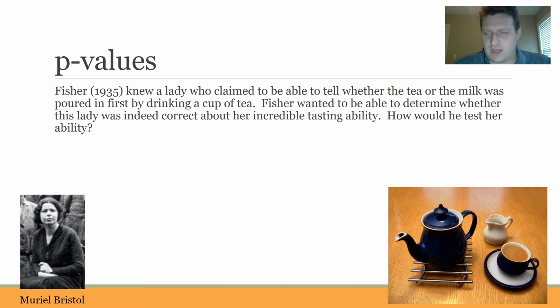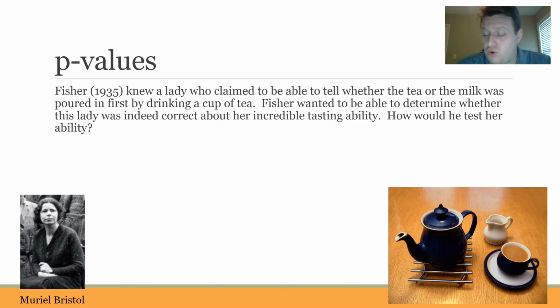All right, so Fisher at a tea party encountered a woman who claimed the following, that she could tell when drinking a tea if the tea was poured in first or if the milk was poured in first. So she could tell if the milk was poured in first and then the tea, or if the tea was poured in first and then the milk. Now Fisher is probably like, no, you can't. That's dumb. No one can do this. So how do you test if she truly has this ability?